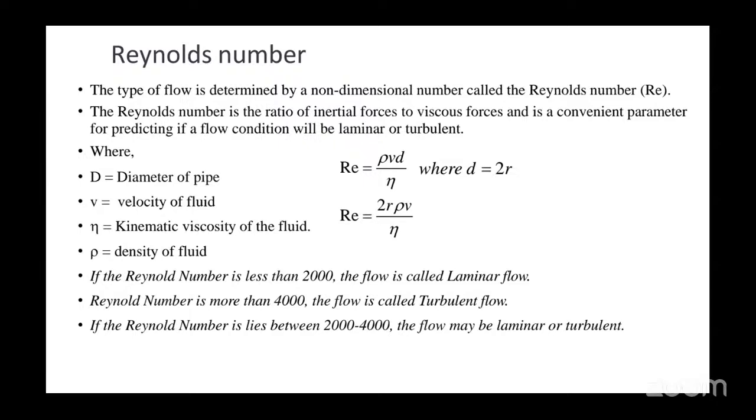Since d is diameter, if we want to rewrite this expression in terms of radius, d is equal to 2r. So we replace d with 2r to have the second equation there, which is Re equals 2r rho V over mu.